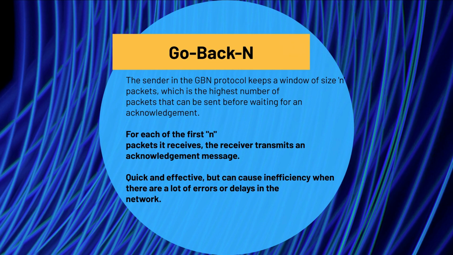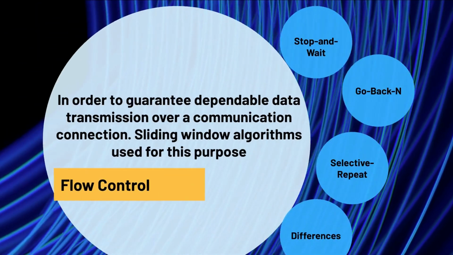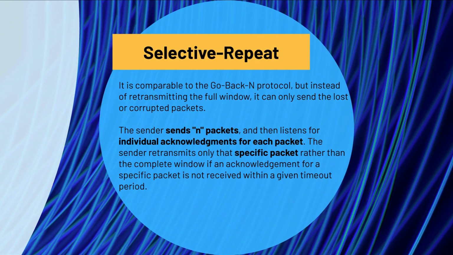Selective repeat. It is comparable to the go back n protocol, but instead of retransmitting the full window, it can only send the lost or corrupted packets. The sender sends n packets and then listens for individual acknowledgements for each of the packets sent. The sender retransmits only that specific packet rather than the complete window if an acknowledgement for a specific packet is not received within a given timeout period.